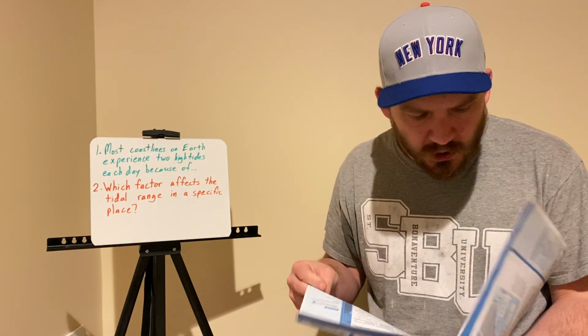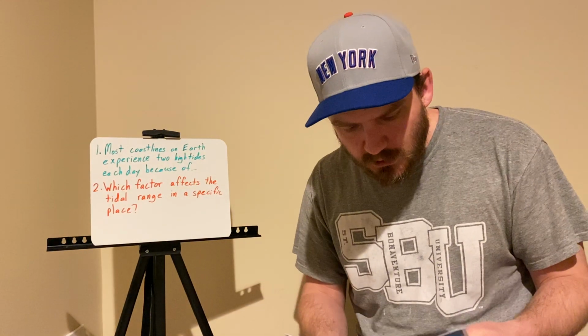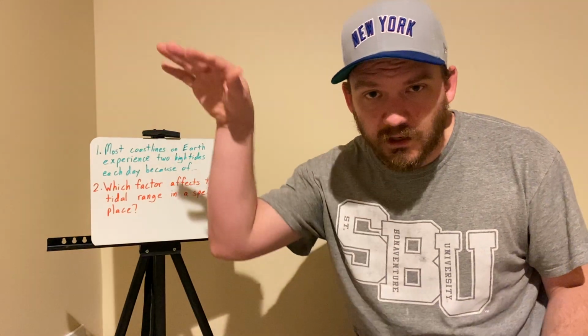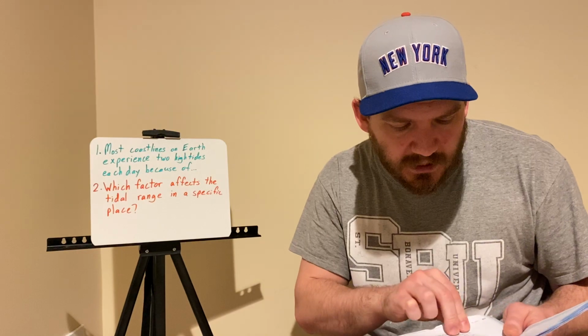So the shape of the ocean floor and the shape of the land, if it's like a bay, and then also what the ocean floor is. So the shape of the land above and below. What's the purpose of the labels in the map on page 105?